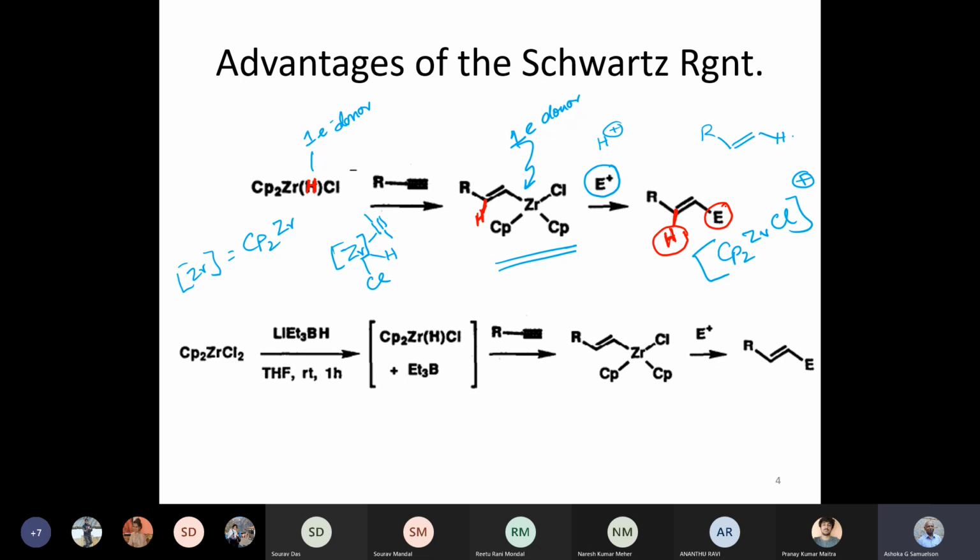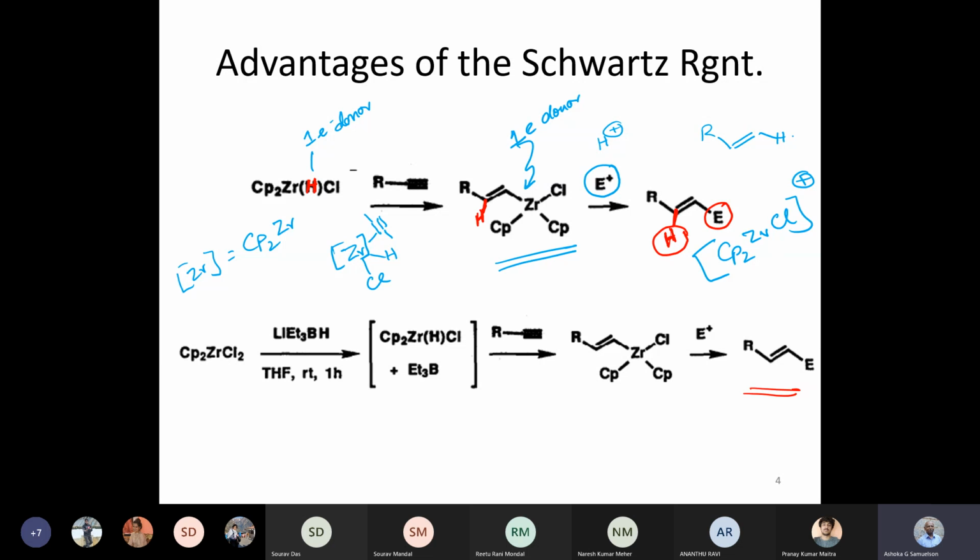an alkyne. H and E are added in a cis fashion to the alkyne, and this reaction turns out to be a very convenient reaction for adding H and E groups to alkynes, especially terminal alkynes. You get very good yields of the final product.